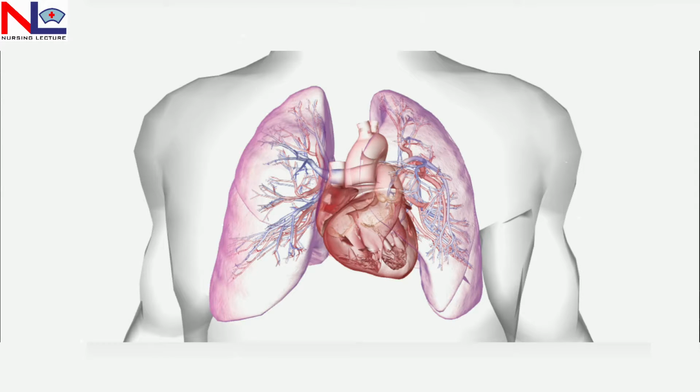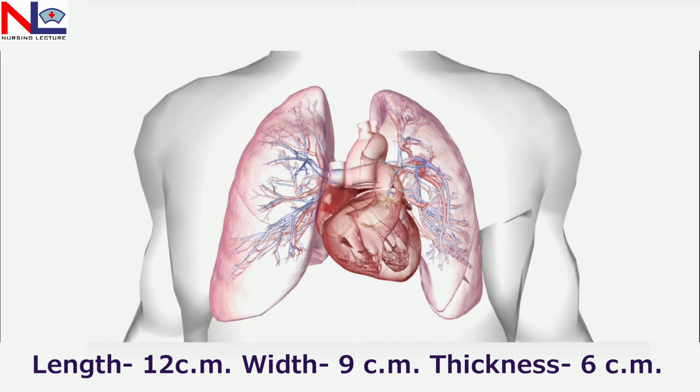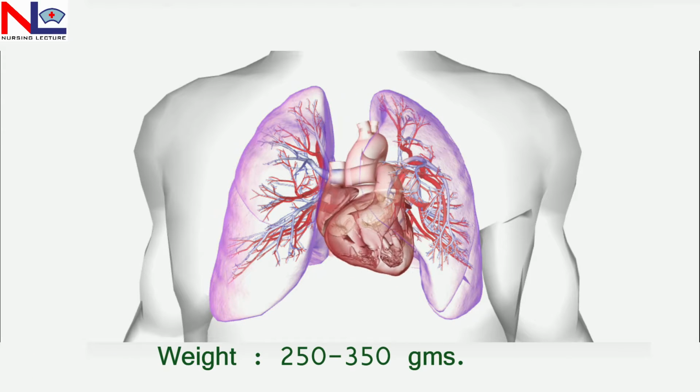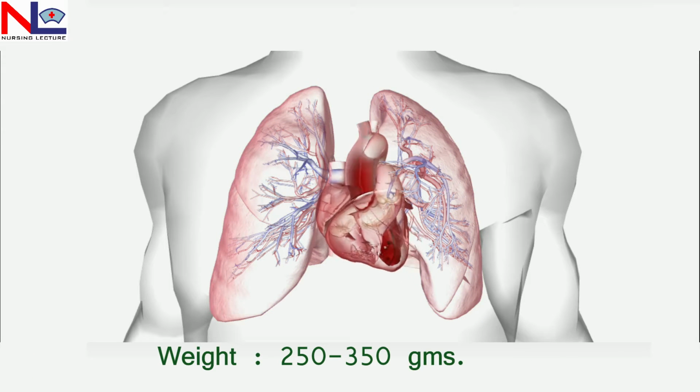So the heart is very small and it resembles a closed fist. It is about 12 cm long, 9 cm wide and 6 cm thick, and the mass of it is about 250 to 350 gram in adult males as well as females.